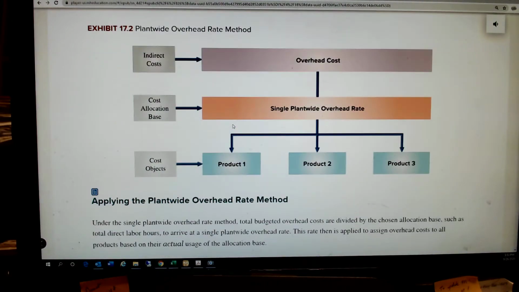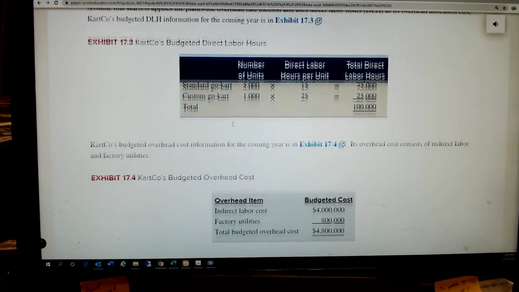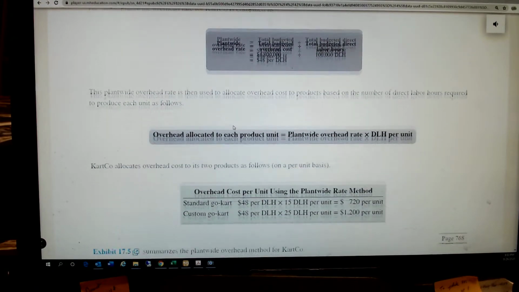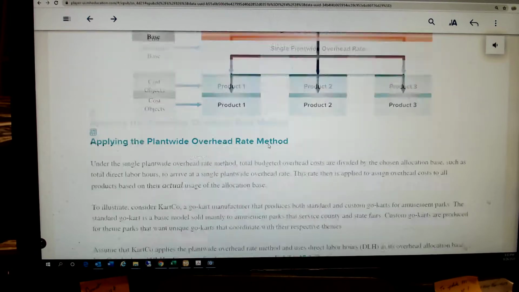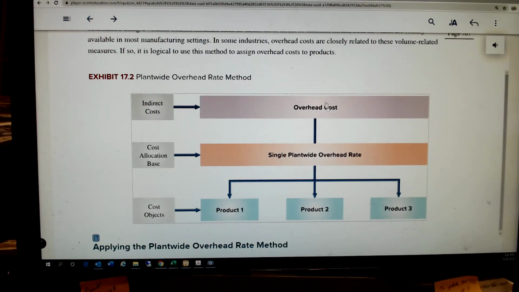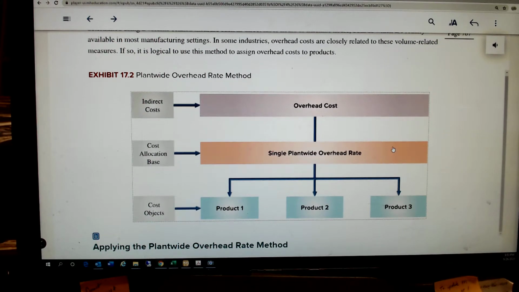Then they go through this example in the chapter that we went through, talking about first doing the plant-wide rate. And in the plant-wide rate, I think there was a nice diagram here. Here it is. We have one plant, so we have one overhead. We're going to come up with one rate. We're going to spread our entire overhead using one rate and charge it to products. Each product gets charged one rate.